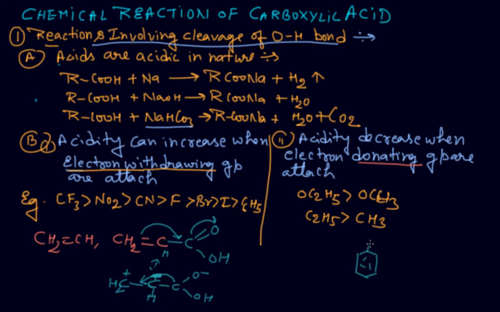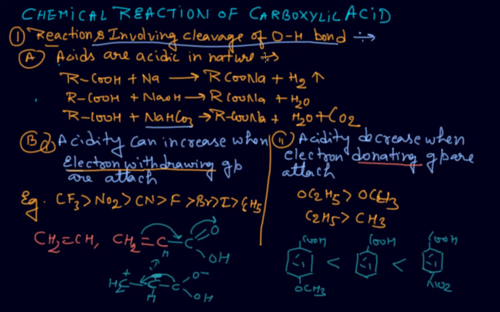Moreover, if I take benzoic acid, as you all know very well, when an electron withdrawing group like the nitro group is attached to benzoic acid, it is more acidic than normal benzoic acid. And normal benzoic acid is more acidic than when a plus I effect group, OCH3, is attached. So these are the reactions which represent the acidic nature and involve the breakdown of the O-H bond.